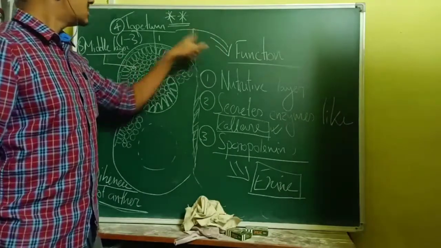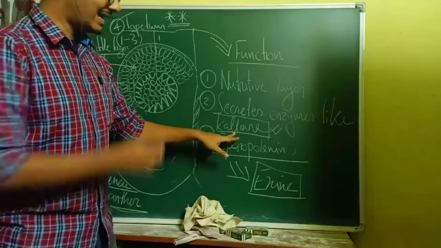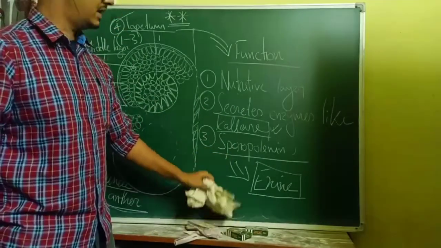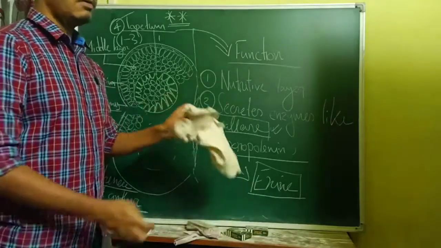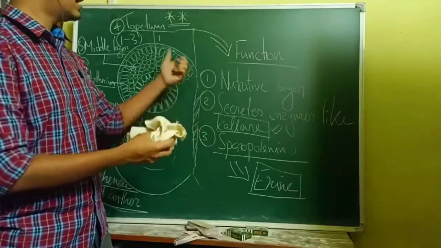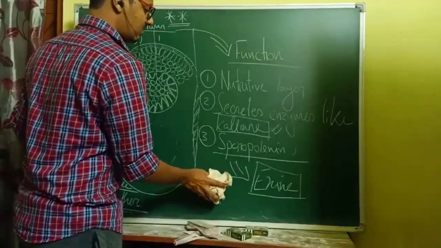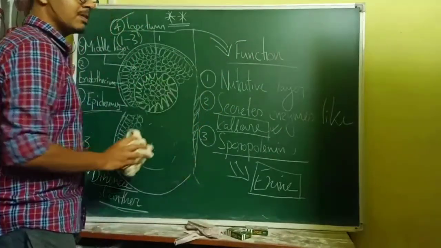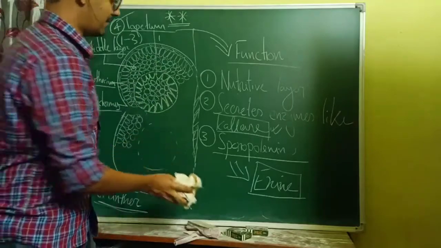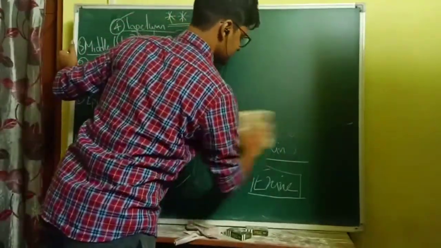So these are the functions of tapetum. First function, nutritive layer. Second function, secretes enzymes like callase. We will come to what the function of callase is. Next, it secretes sporopollenin. Okay, so these are the functions of our tapetum. Here we complete the structure of the male gametangia. Some more things are left. Let me go over that fast.